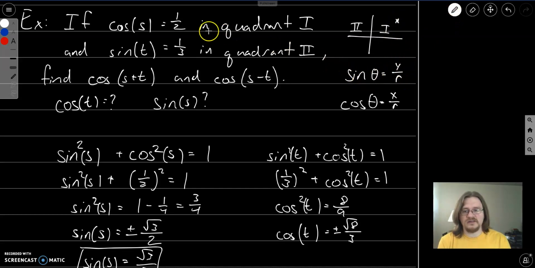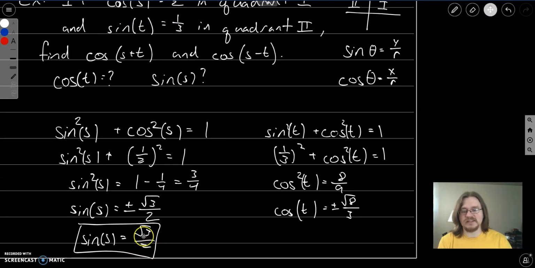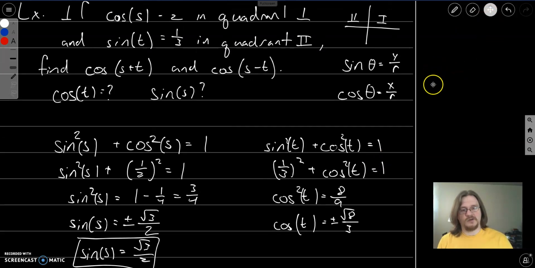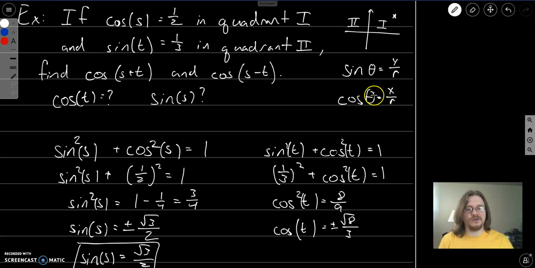In quadrant 1, which is where I was doing this before, y is positive because we're going up, and r is positive, so sine is still positive. So it means that this guy, we still want the positive root. Oops, I made a mistake, but we made it correctly. The cosine of an angle is going to be x divided by r.